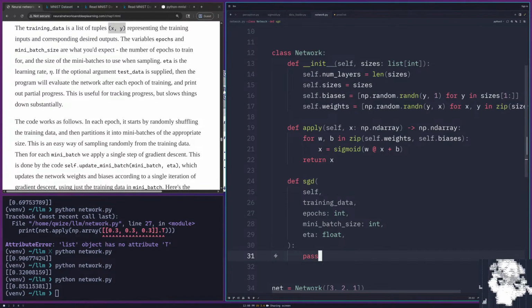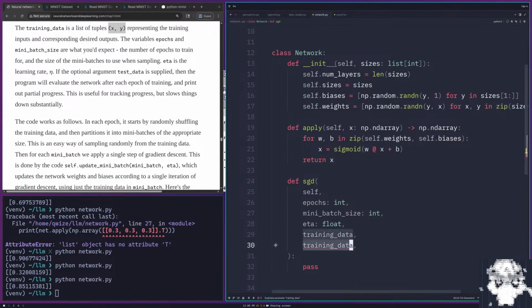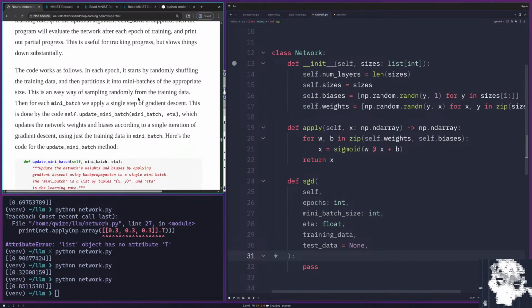If the optional argument test data is supplied, okay, training data, test data, then the program will evaluate the network after each epoch of training and print out partial progress. This is useful for tracking progress but slows things down substantially. The code works as follows. In each epoch, it starts by randomly shuffling the training data and then partitions it into mini batches of the appropriate size.